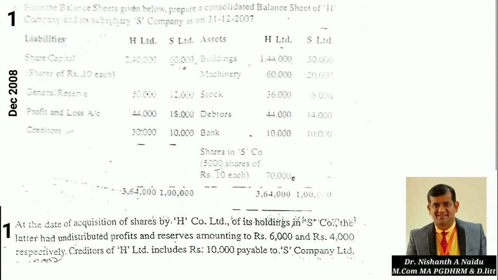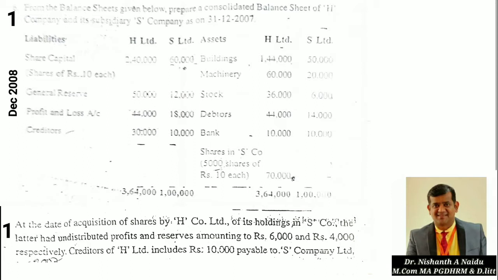The first item on the liability side is share capital. Share capital: H Limited 2,40,000 rupees and S Limited 60,000 rupees. So write down share capital, and under that write down shares of rupees 10 each. Close the bracket. Then write in the amount column against share capital: H Limited 2,40,000 and under it S Limited 60,000 rupees.